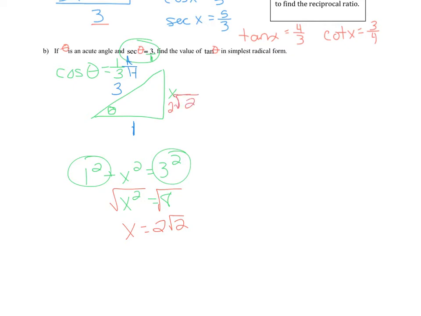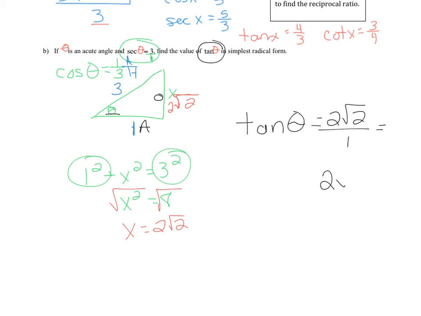So this problem doesn't ask for all 5 other trigonometric functions out of the 6. It just wants tangent of theta. So tangent of theta is going to be equal to the opposite side over the adjacent from theta. So I get 2 radical 2 over 1, which just equals 2 radical 2. That is my final answer.